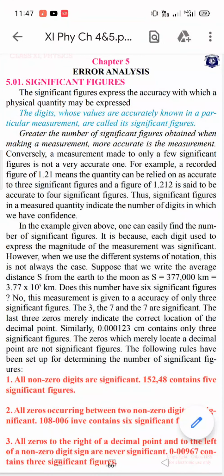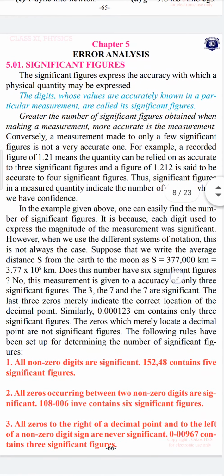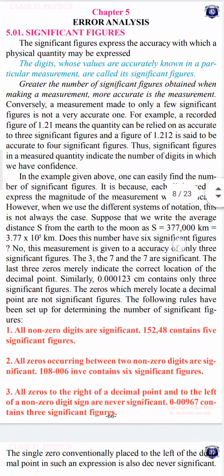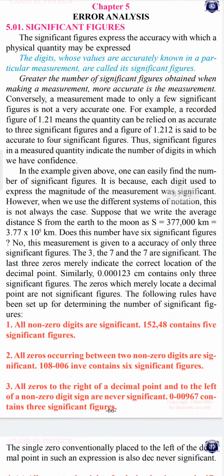Chapter 5. Error Analysis. 5.01 Significant Figures. The significant figures express the accuracy with which a physical quantity may be expressed. The digits whose values are accurately known in a particular measurement are called its significant figures. The greater the number of significant figures obtained when making a measurement, the more accurate the measurement. Conversely, a measurement made to only a few significant figures is not a very accurate one.